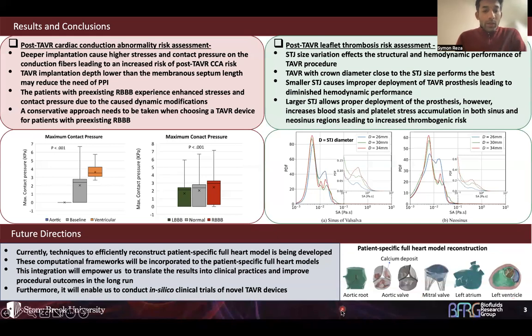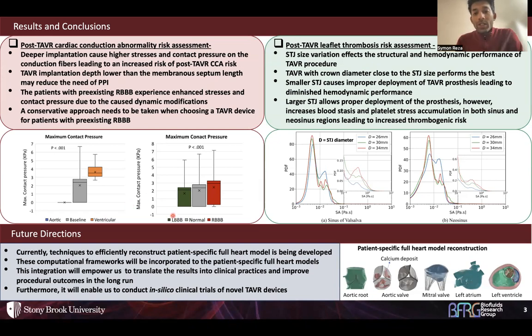So let's take a look at the results. In the first study, we observed that when we increase the depth of the implantation, it significantly increases the risk of post-TAVR CCA. Also, interestingly, we have seen that patients who already have a pre-existing right bundle branch block tend to have higher stresses on the conduction fibers after TAVR deployment, which is also aligned with the clinical observations.